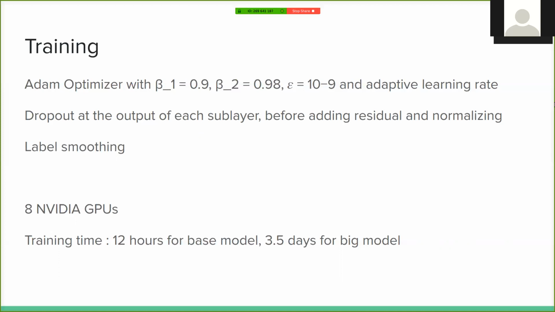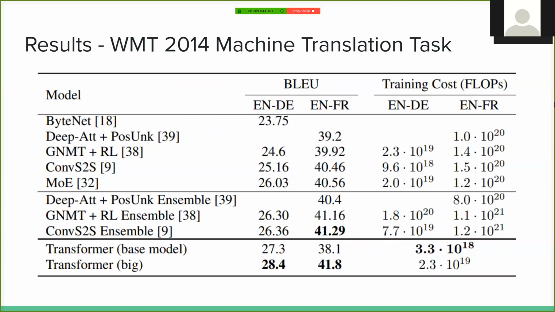Two models were trained, a base model and a big model. The base model took roughly 12 hours to train, and the big model 3.5 days. So these are the results for the task that they chose to compare with other models, which is the machine translation task. So it's both English to German and English to French.